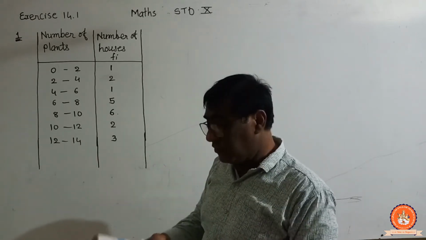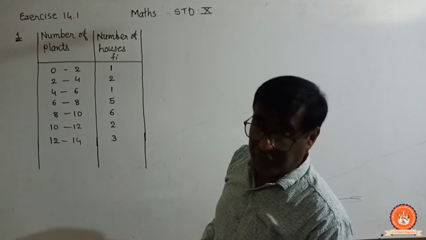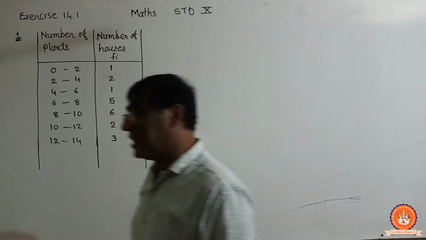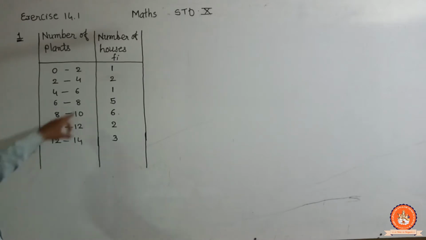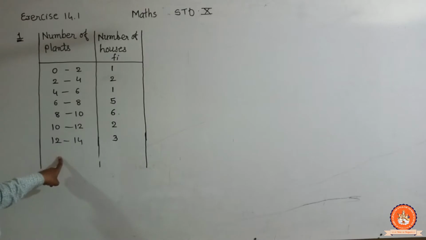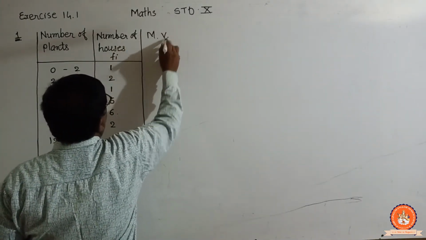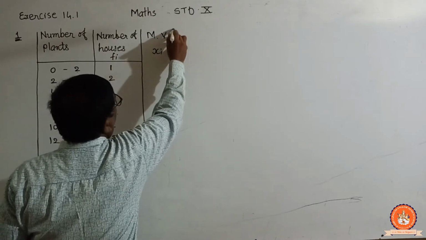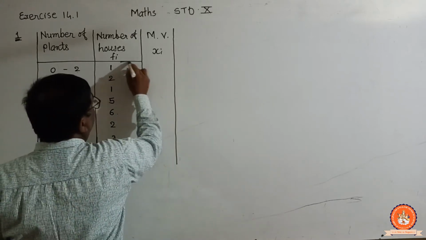Okay, now we have to find the mean number of plants per house. Means we are required to find the mean of this plants. Now my friends, see, these are the observations and these are the classes and these are the frequencies. For this, we have to find the class marks or mid value of the class. So mid value is equal to xi. We call it xi, it is the mid value.